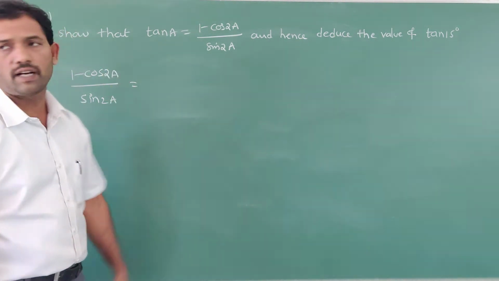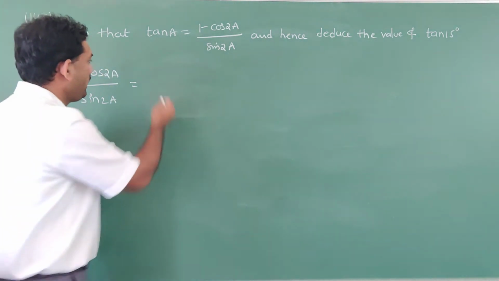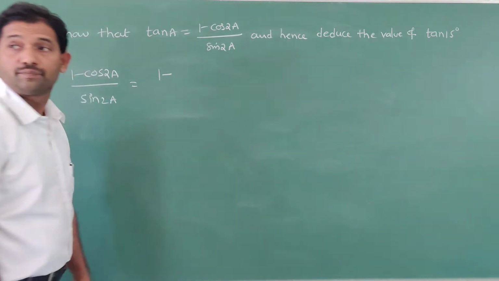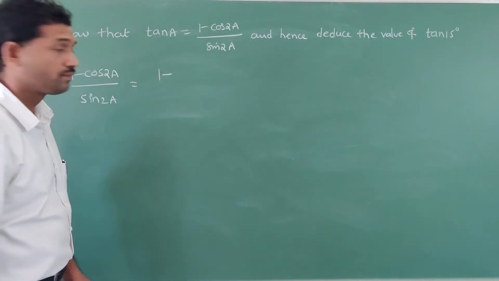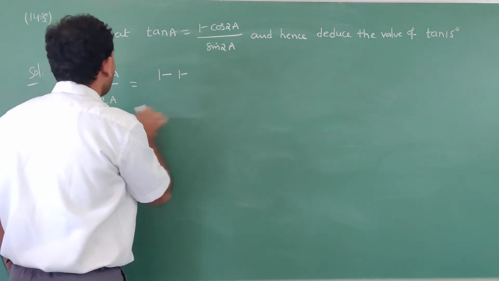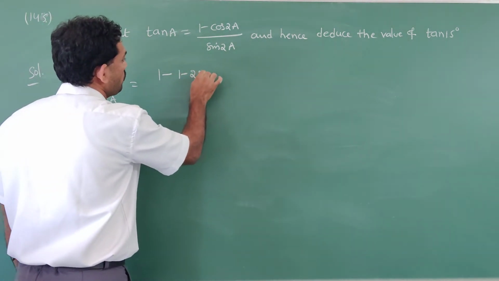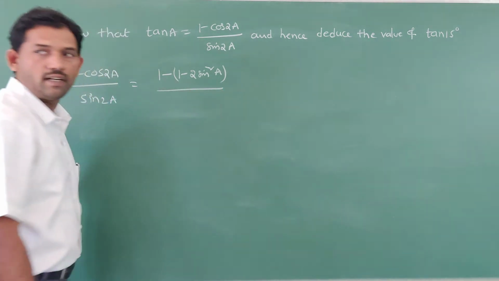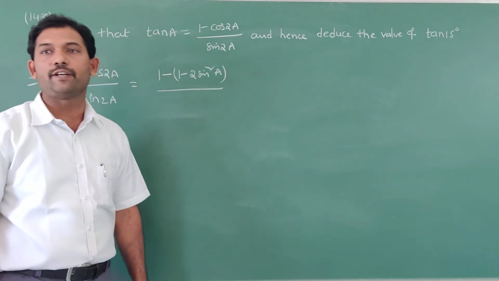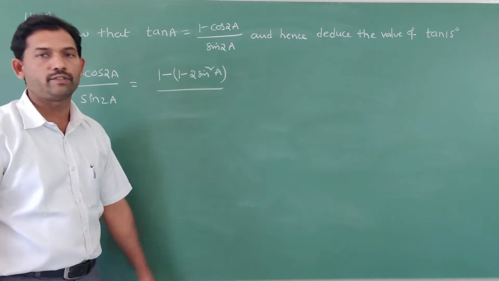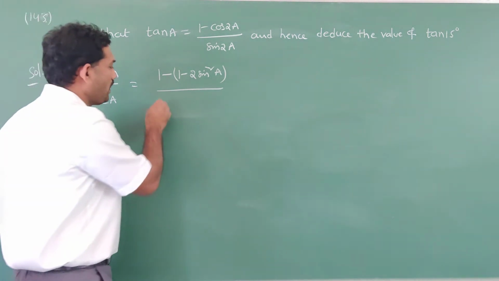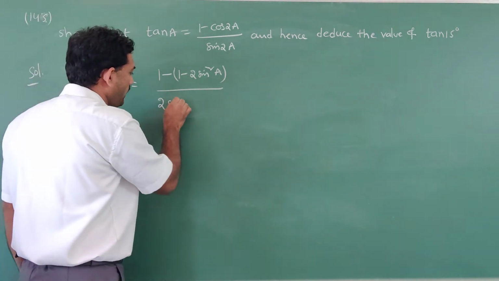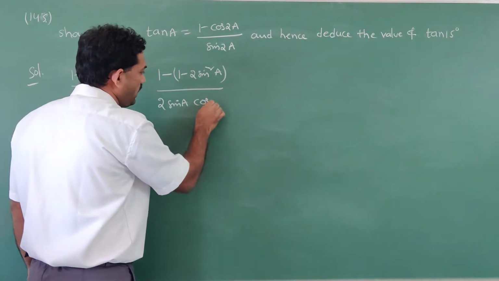So the 1 minus cos 2A formula: 1 minus cos 2A, I took the formula in terms of sin, so 1 minus 2 sin square A, divided by sin 2A. The sin 2A formula is 2 sin A cos A.